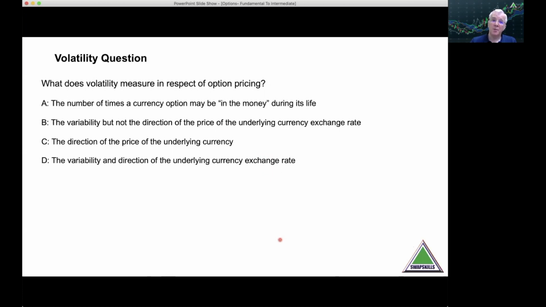So thinking about, again, ACI definitions, take a look at the 4 definitions here for volatility, and what do you think is the most appropriate definition?